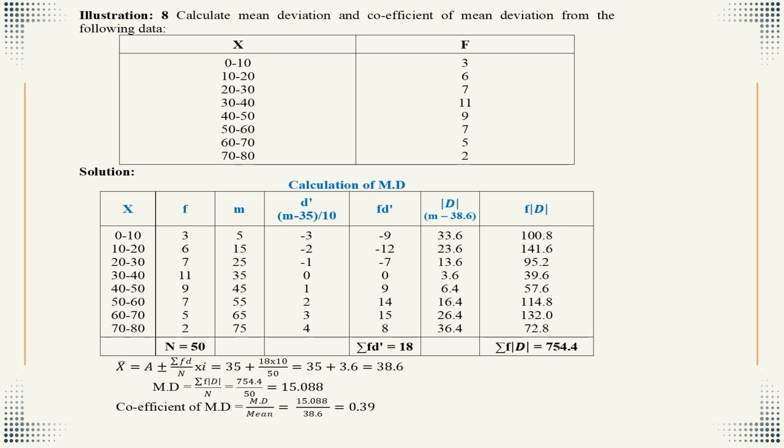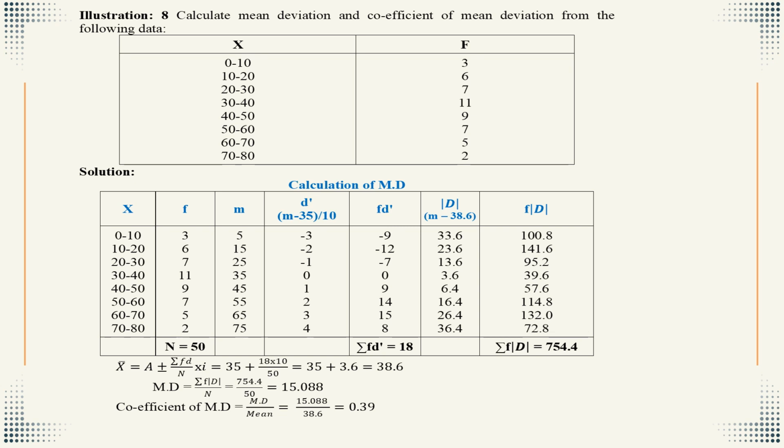That is, mid value 5 minus 35, that means 30 by 10, minus 3. 15 minus 35, 20 by 10, minus 2. 25 minus 35 by 10, that is minus 1. 35 minus 35 is 0, thereby 0. 45 minus 35 means 10 by 10, 1. 55 minus 35 means 20 by 10, that is 2. 65 minus 35 is 30 by 10, is 3. Then 75 minus 35 means 40 by 10, 4.